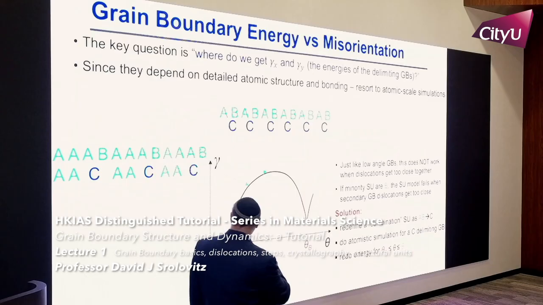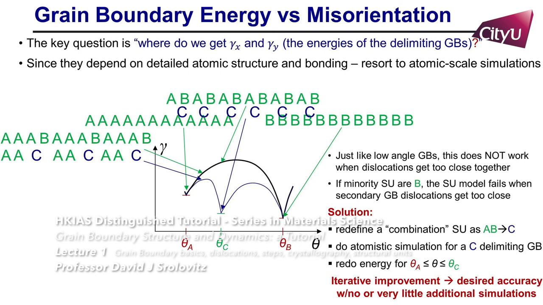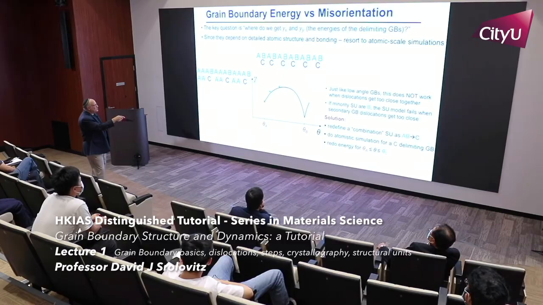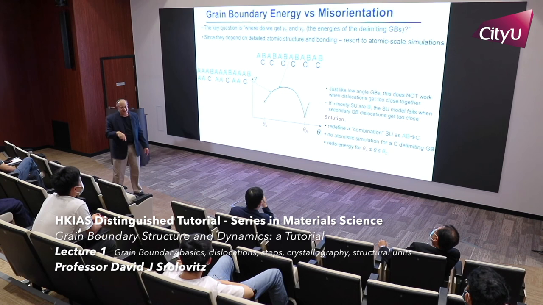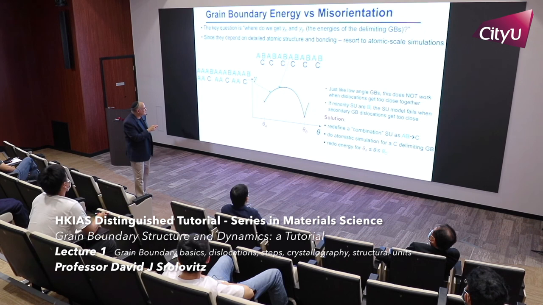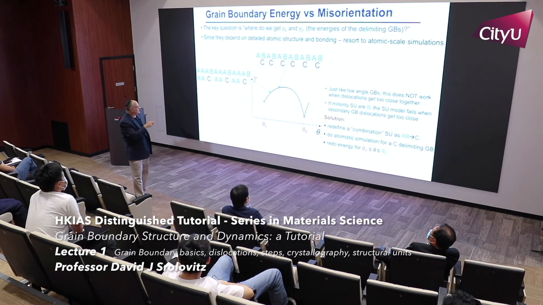If I think about B as the minority unit, it's like a dislocation. But if the dislocations get very close together, low angle grain boundary, Read-Shockley fails. So what I'm going to do instead is say A and B together, I'll call that one unit, unit C. Whenever they get too close together, I'll just define another structural unit, which is a combination of this and this, and that's unit C.